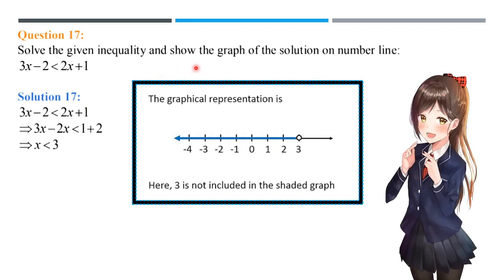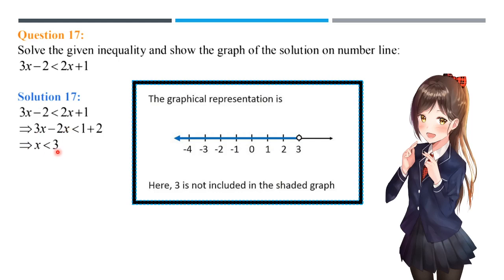Solve the given inequality and show the graph of the solution on the number line. First of all, let's solve it. So what are we doing here? Students, 3x minus 2 less than 2x plus 1. So we are combining all the variables on one side and the constants on the other side. We are getting x is less than 3.